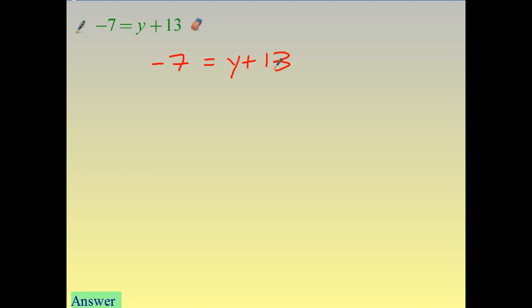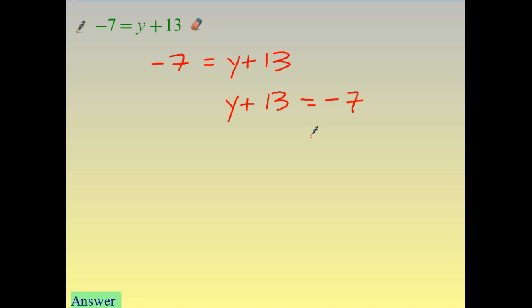Now, sometimes I know some of you guys don't like having the variable on the right side, so I can rewrite this. I'm just going to take the whole part of this side and put it on the other side. So I'm going to write y plus 13 is equal to negative 7. Notice nothing changed. I just moved the math sentence to the other side, which I can do because they're equal to each other.